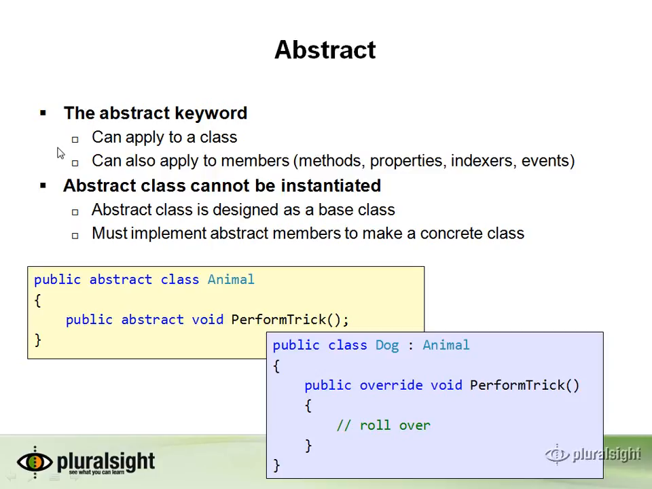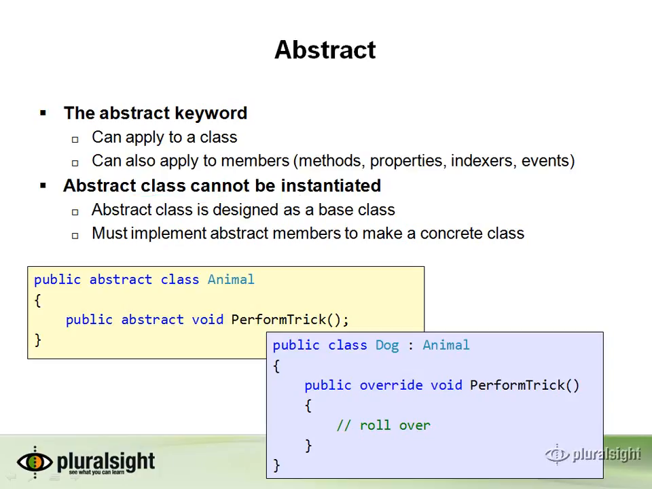Another keyword you'll come across in C# development is the abstract keyword. This keyword can apply to a class and also to members of a class, so to methods and properties, as well as indexers and events, which we'll be talking about later in this course. The important distinction is that an abstract class cannot be instantiated. Someone cannot use the new operator to create an instance of an abstract type.